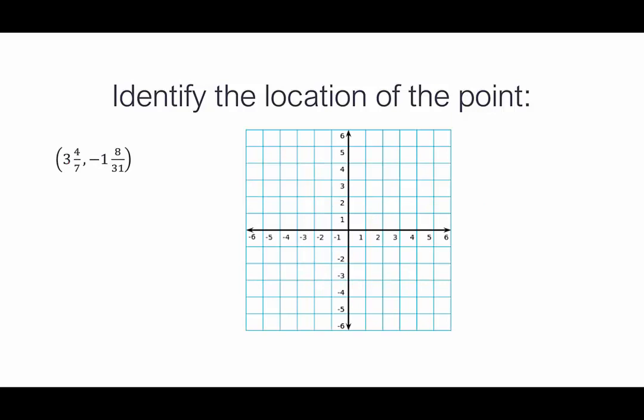All right, this point we have some fractions, but that's okay. We're going to get through this. 3 and 4/7 is just a little bigger than 3.5 on the x. The y, -1 and 8/31, that's like -1 1/4, so it's maybe right here. And so this point, it's not necessarily important that we get this point exactly right, but what is important is the quadrant that it's in.